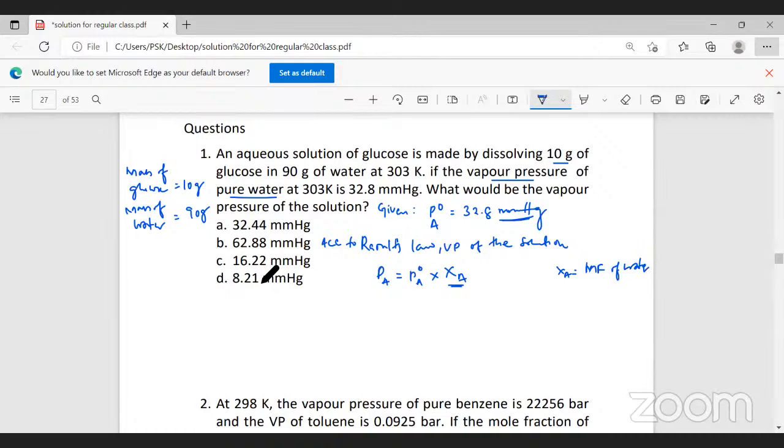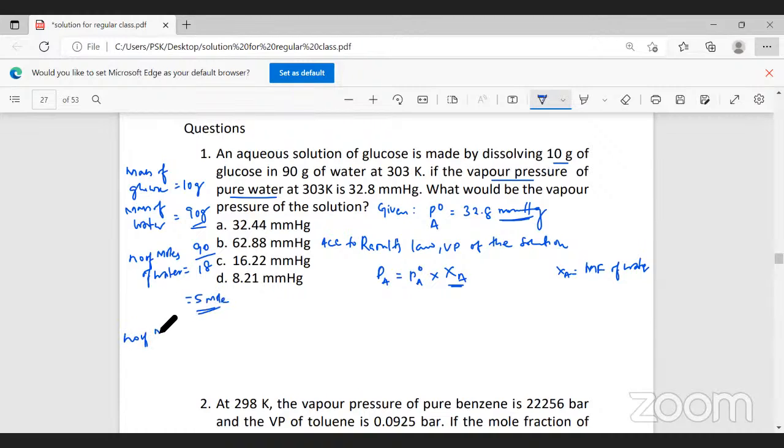Now, how do we calculate the number of moles of water? They've given you the mass of water to be 90. Number of moles of water will be equal to the weight of water, 90 grams, divided by the molecular mass of water, 18. Therefore, it's 5 moles. So how do you find the number of moles? Weight in grams divided by molecular mass gives you the number of moles. So the number of moles of water is 5 moles.